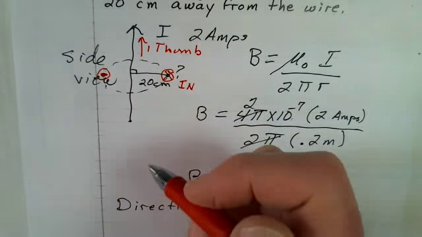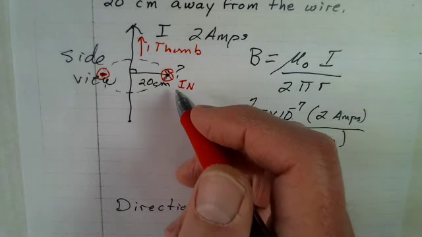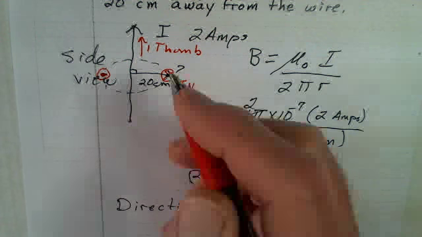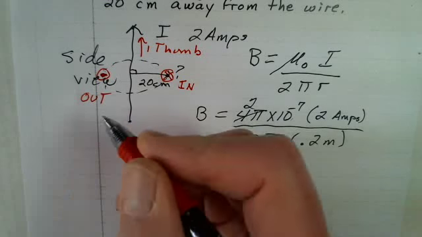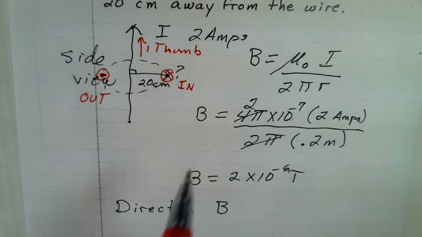Your thumb goes in the direction of current. The direction your fingers point shows you the direction of the magnetic field. On the left side, that direction is out. On the right side, the magnetic field is directed into the paper. So keep practicing with that. Be sure you know the geometry of the wire that's creating the magnetic field.